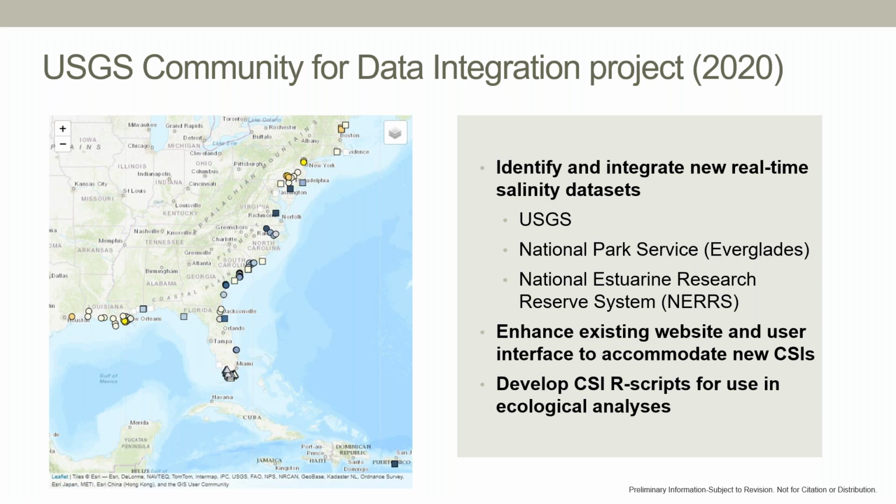The relatively short project duration allowed us to incorporate 130 gauges from Maine to Florida and over into Texas, and also in Puerto Rico. So 130 gauges, most of them were USGS gauges, but it also includes National Park Service gauges located in the Florida Everglades, and also National Estuary and Research Reserve systems throughout the East and Gulf and in Puerto Rico.